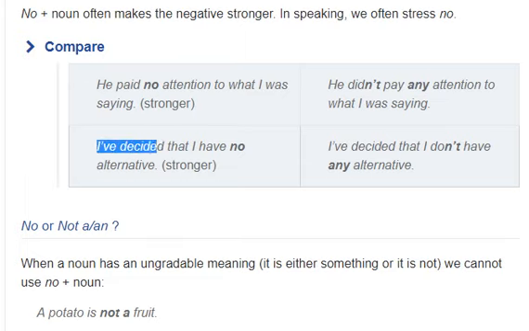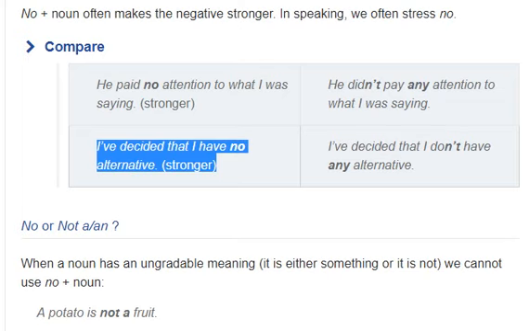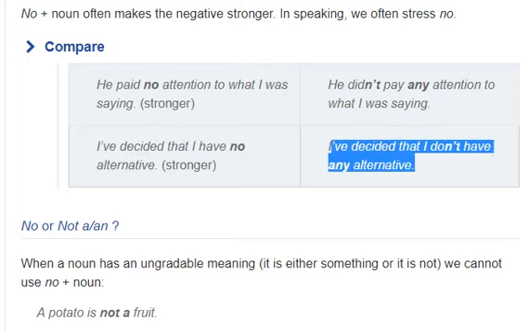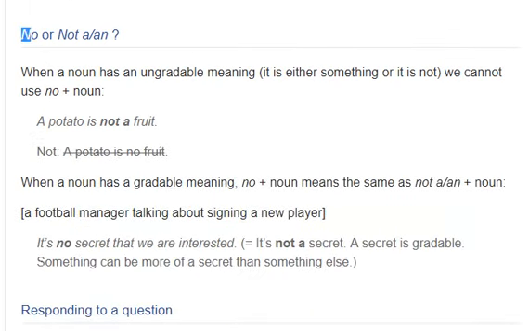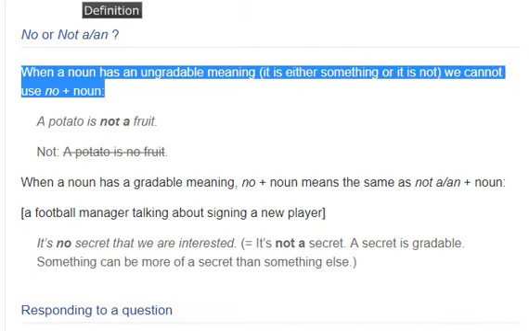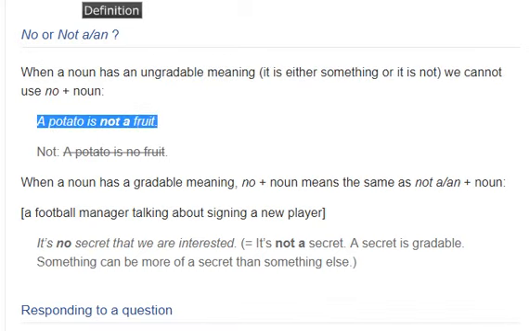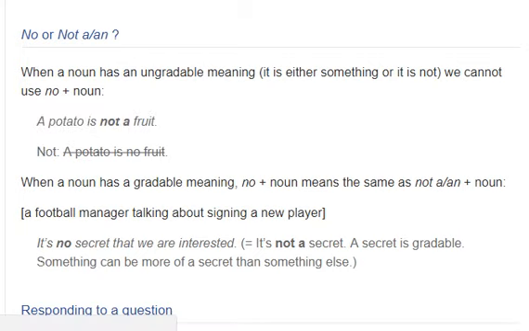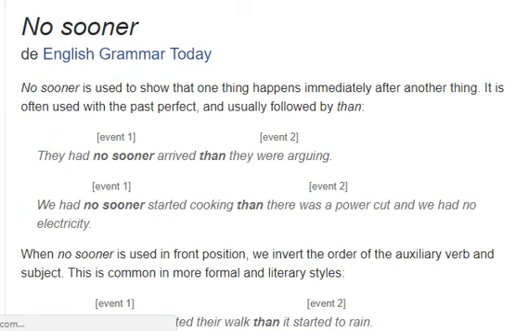essa diferença. Oh, I've decided that I have no alternative. I've decided that I don't have any alternative. É realmente você pisa mais quando está falando no. No or not, an. Lembra, você usa an quando está em frente de uma palavra que começa com a, e, i, o, or u. When a noun has an ungradable meaning, it is either something or it is not, we cannot use no plus the noun. A potato is not a fruit. Uma batata não é uma fruta.